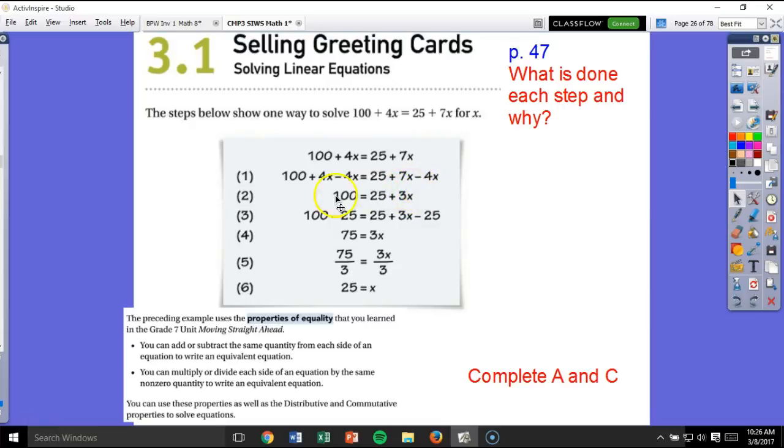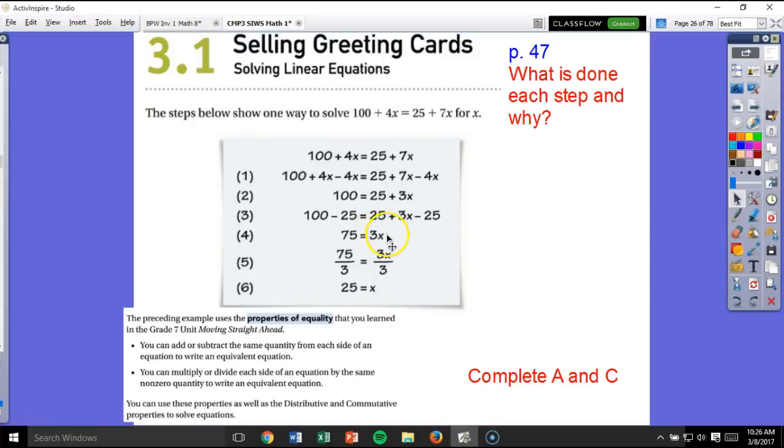Now that we don't have variables on this side anymore, we just have them here. Now we're going to take our 25 and move it to the other side of the equation. In order to do that, we must subtract 25 from both sides. If we subtract 25 from this side, 25 minus 25 is 0, so it gets rid of that. And 100 minus 25 gets 75. So now we're left with 75 equals 3x.